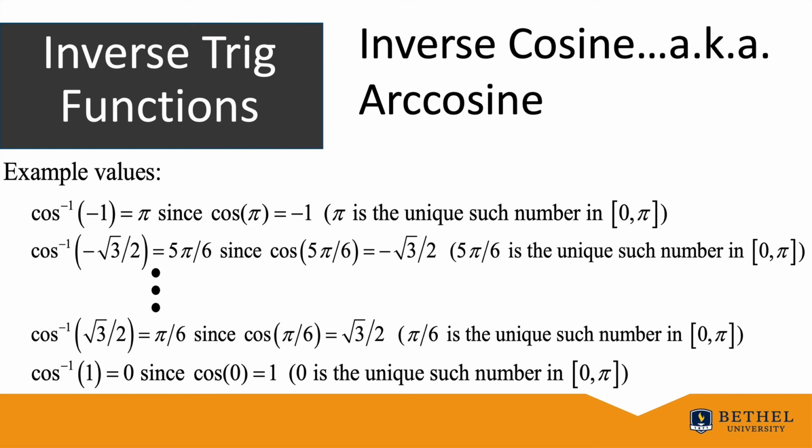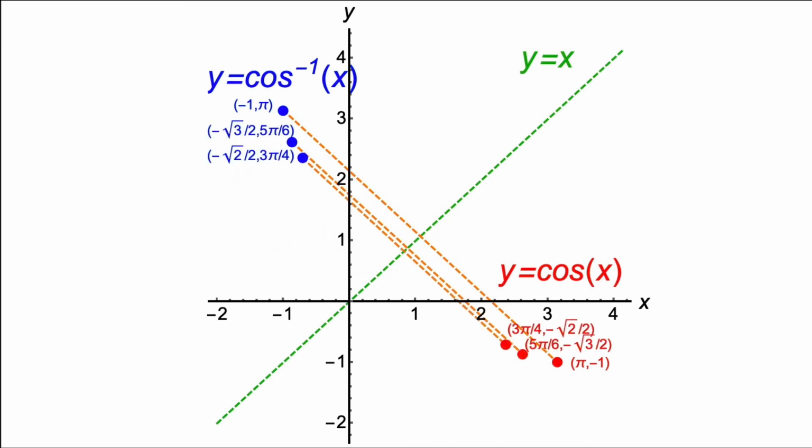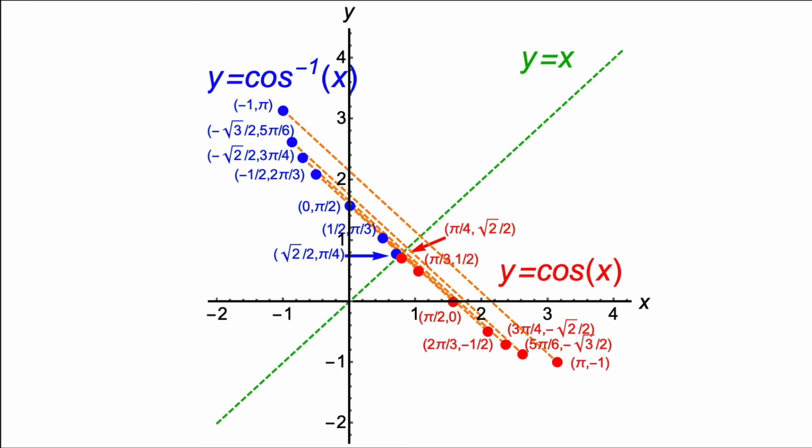The reasons are similar. In this graph, we plot the values of inverse cosine in blue and the corresponding values of cosine in red. Note that the coordinates of each blue point are reversed from the coordinates of the corresponding red point. Geometrically, they are reflections of each other across the line y equals x. It's worth pausing the video here and double-checking all these points.